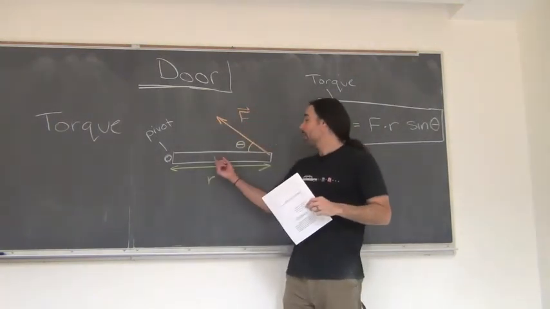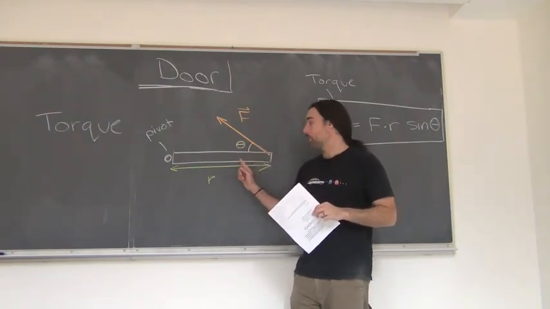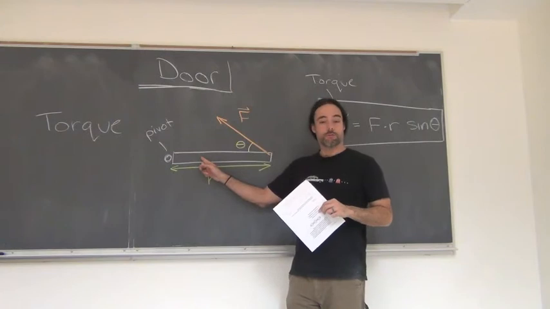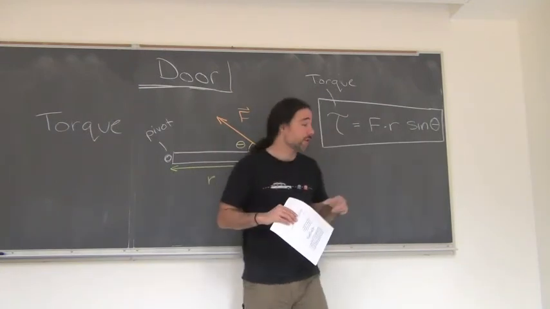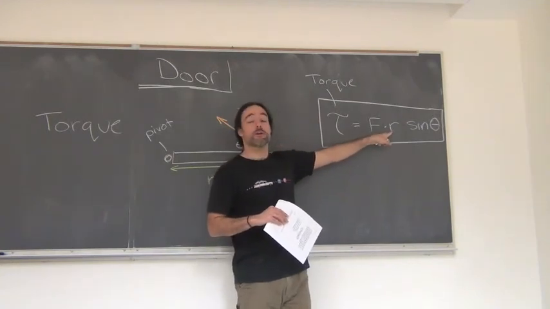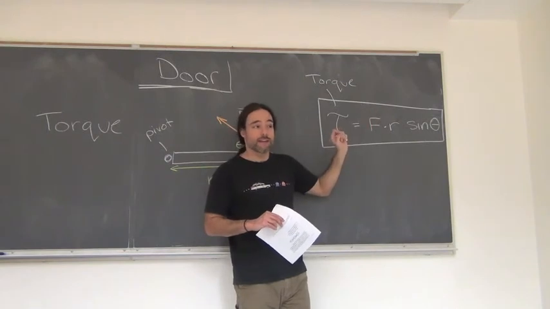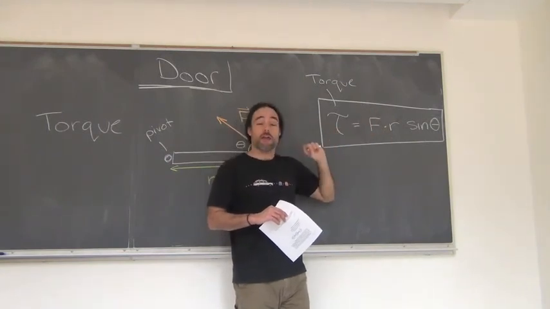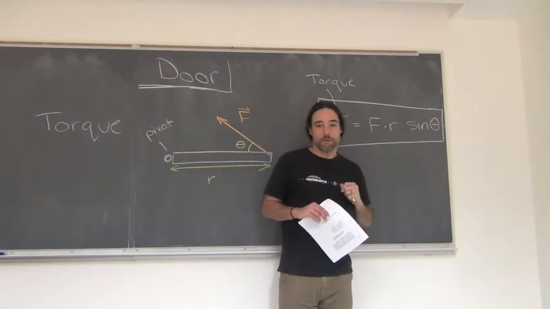Now, we also talked about how you want to push further away from the pivot point, so near the doorknob, rather than right near the hinge. If you push at the hinge, the door is very hard to open. Try it if you don't believe me. So the bigger the distance you are away from the pivot point is, the more torque you're going to get out. So that's why we take F times R. And then finally, we have the sine of theta.